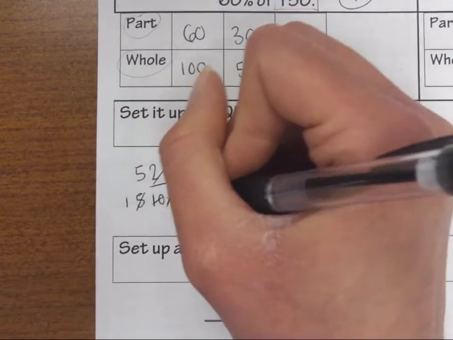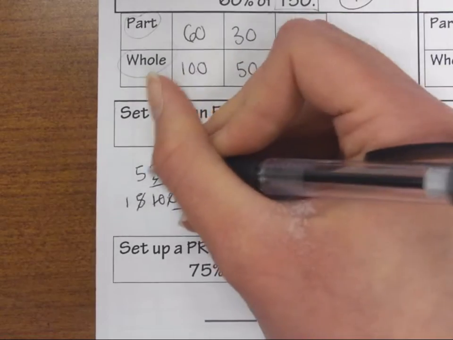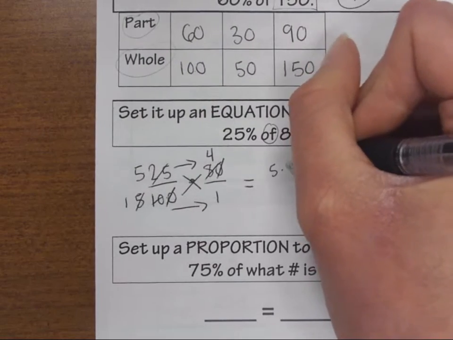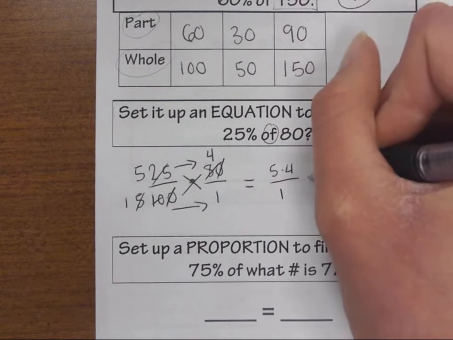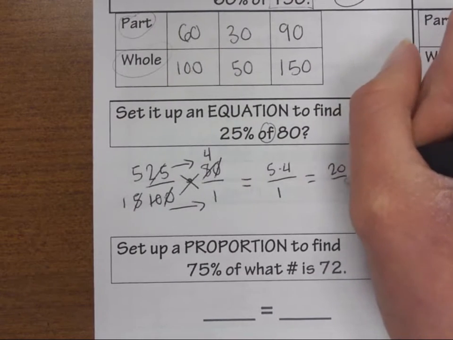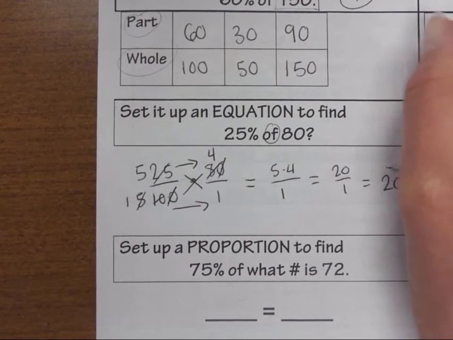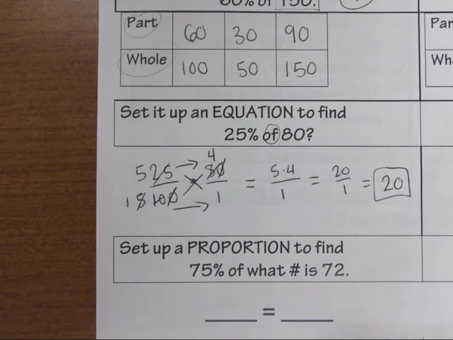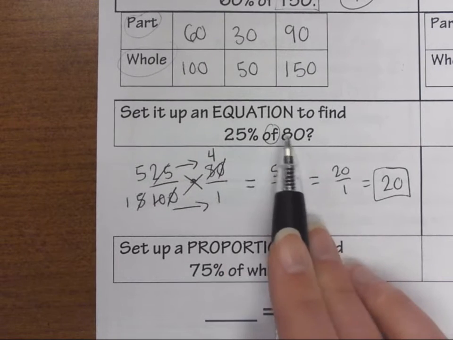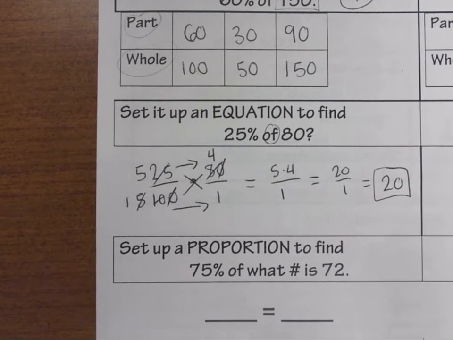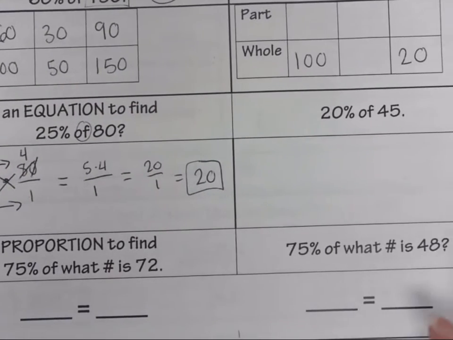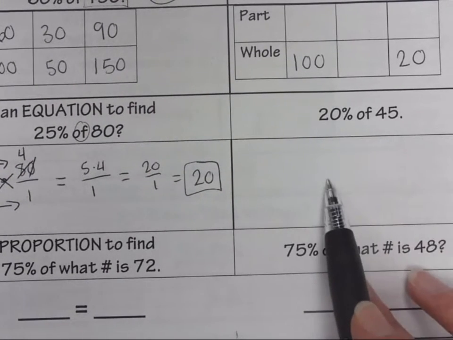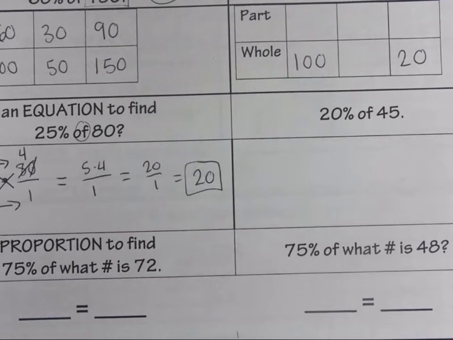And now I'm ready to multiply. I've simplified everything I can. 5 times 4 is going to be on top, and I have 1 on the bottom. 5 times 4 is 20, and 20 over 1 is just 20. So 25%, or 1/4 of 80, is 20. Okay, go ahead and pause and try one like that. So set this up as a fraction over 100 and multiply it by 45.